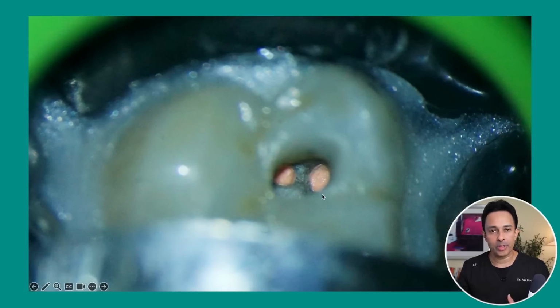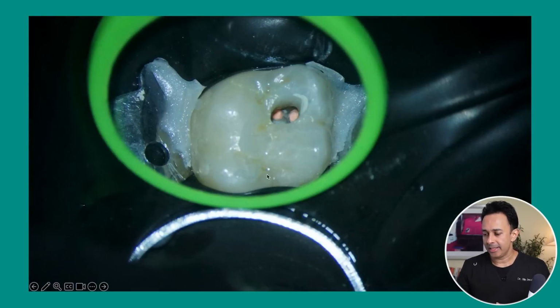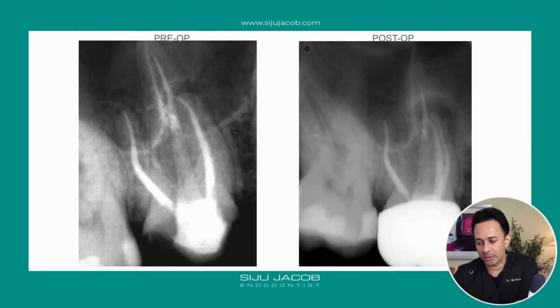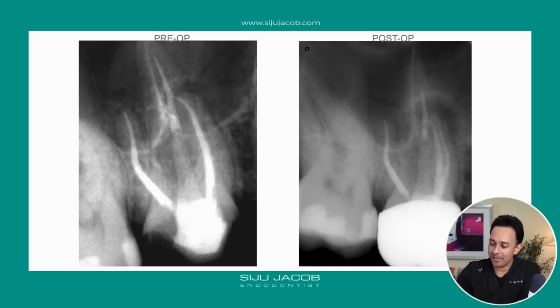So we went ahead and obturated the case. And that's how the access looks, a pretty conservative access. And that helped us to retain the crown. And this was the pre-op and that's the post-op. So, a typical classic missed MB2 case, which almost every endodontist sees virtually every single month in their clinical practice.